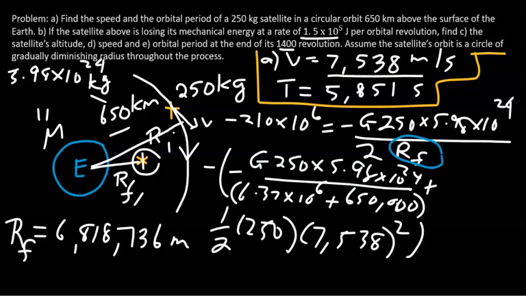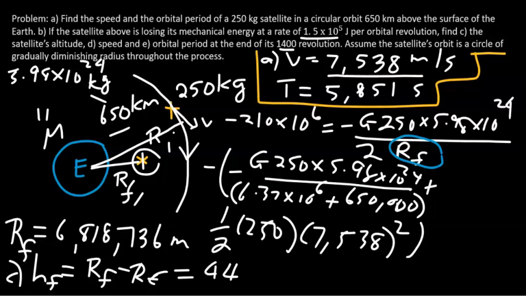6,818,736 meters. So in order to get the new satellite's altitude, all you have to do is to take r sub f minus the radius of the Earth, and that's going to give you 448,736 meters. So that's the answer for part C, or about 449 kilometers.